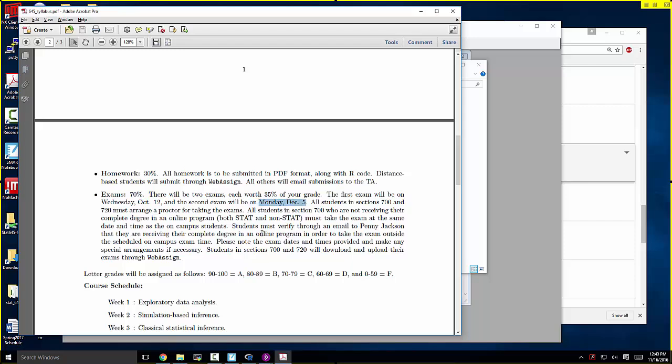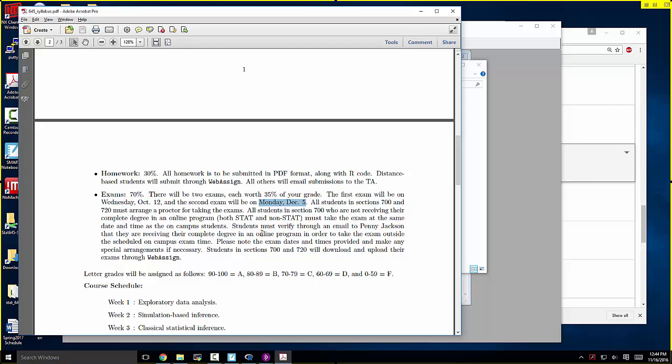And what I'm going to do with that exam, instead of having an in-class exam, is I will make it available to you on the previous Friday, and you'll have until end of day on December 5th to turn it in. So it'll essentially be a take-home exam.